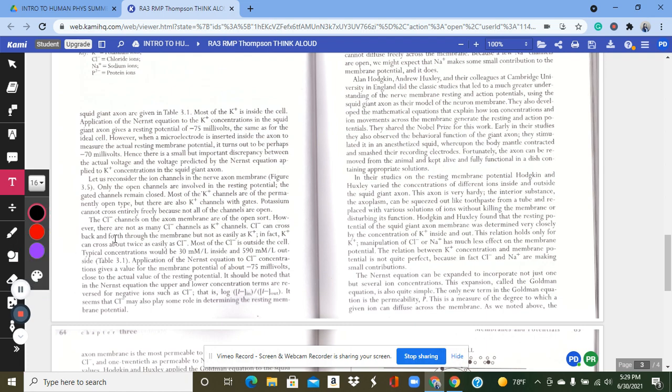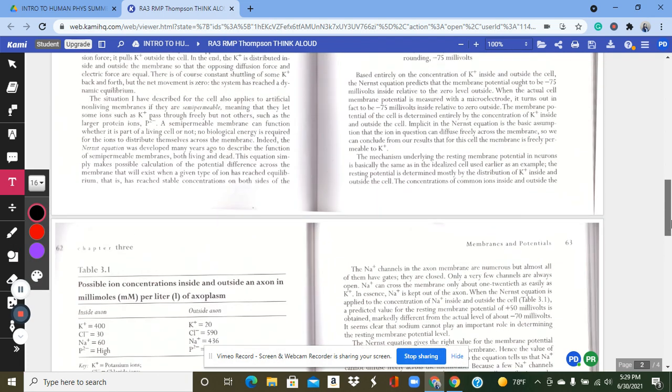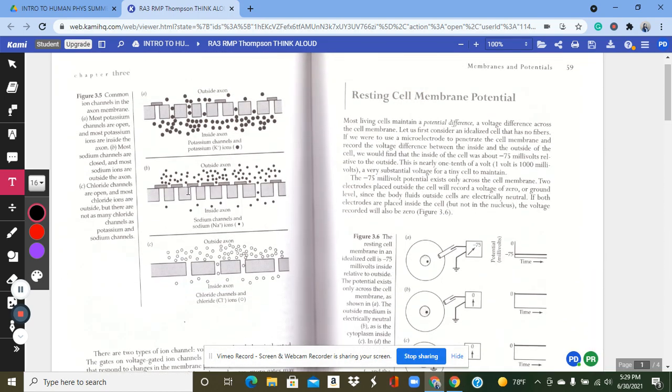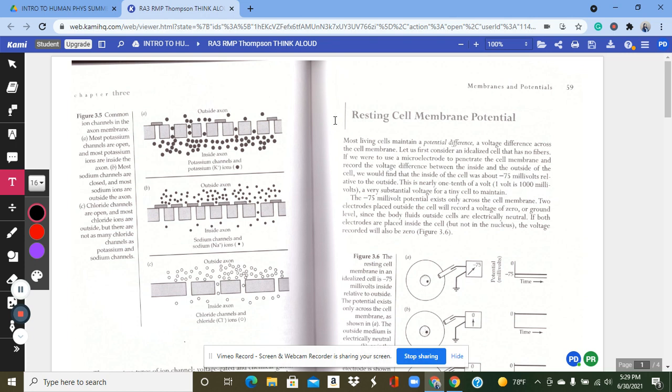Okay, let's just look back at figure 3.5. She's talking about this one. As you can see, there are gates, but there are also ones that are open.